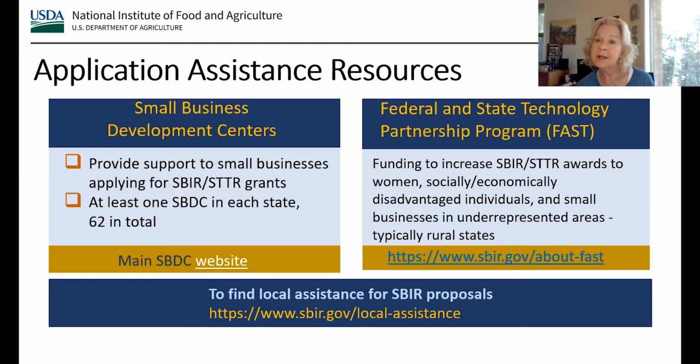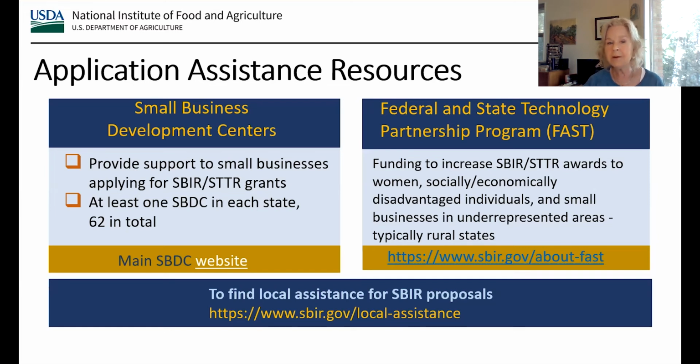Then there are federal, state, and technology partnership programs, or FAST programs, and these programs provide funding to increase awards to women and socially and economically disadvantaged individuals and small businesses in underrepresented areas, which are typically rural states. So these can actually help you with some funding to pull your proposal together.